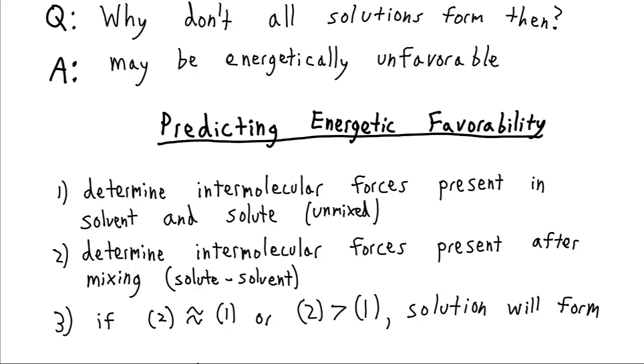In order to predict whether or not we're going to have to deal with energetic unfavorabilities, the first thing we need to do is determine the intermolecular forces present in the solvent interacting with itself and the solute interacting with itself. Now we're going to consider the case where we form a solution. These will be the intermolecular forces between the solute molecules being dissolved amongst the solvent molecules. If those interactions are comparable to the interactions where the substances are unmixed, or if those interactions are stronger, then we probably expect that we're going to form that solution.